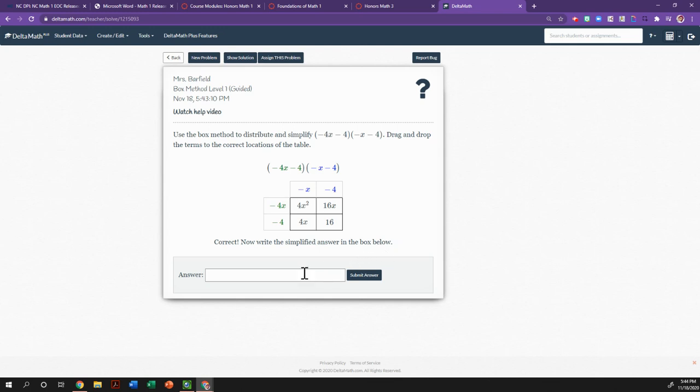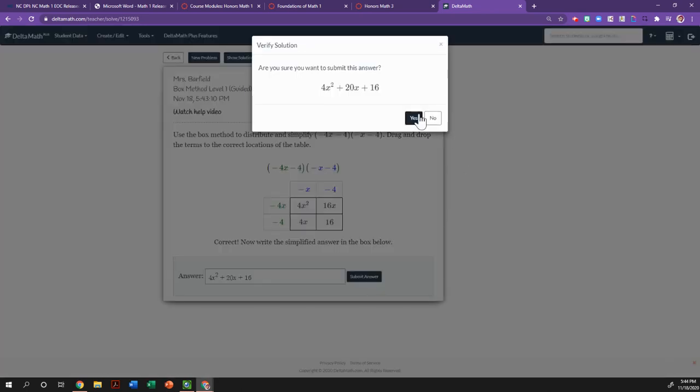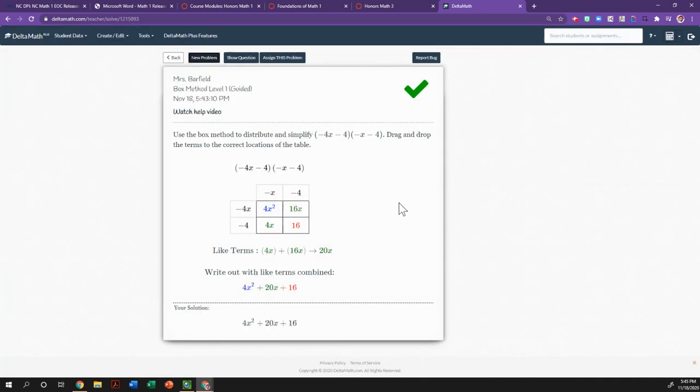So now I get to move on, and I'm going to combine like terms. The like terms are usually in the diagonal right here. Okay, so 4x squared, and then 16x plus 4x is 20x, and then plus 16. Submit my answer. Yes, and there we go. All right, so I will come back in another video and I will look at level 2 and level 3. Good luck.